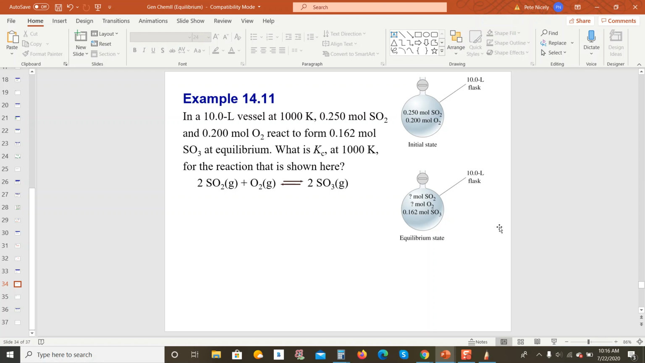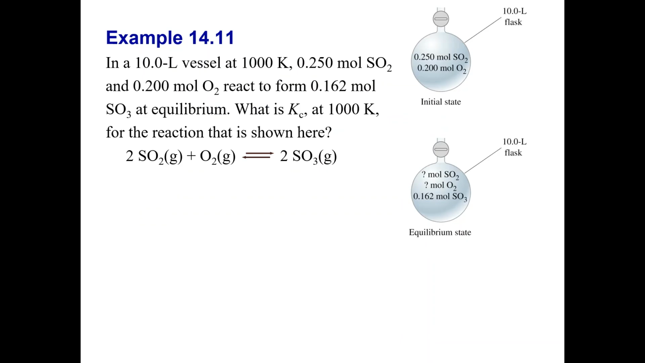So we're going to look at this problem, which is the first in a series of problems of this type where actual calculations will be done. In this first one, it gives you some information about the size of the vessel, 10.0 liters, the moles of SO2, the moles of O2 that react, and the moles of SO3 that appear at equilibrium. And the question is asking for the Kc, and it gives you the balanced equation here.